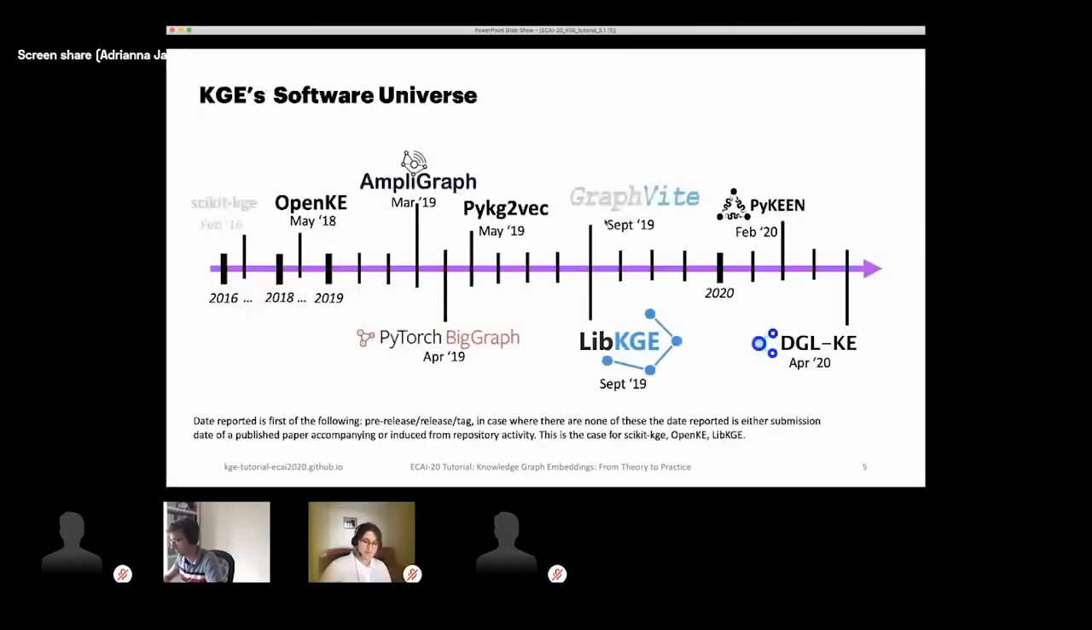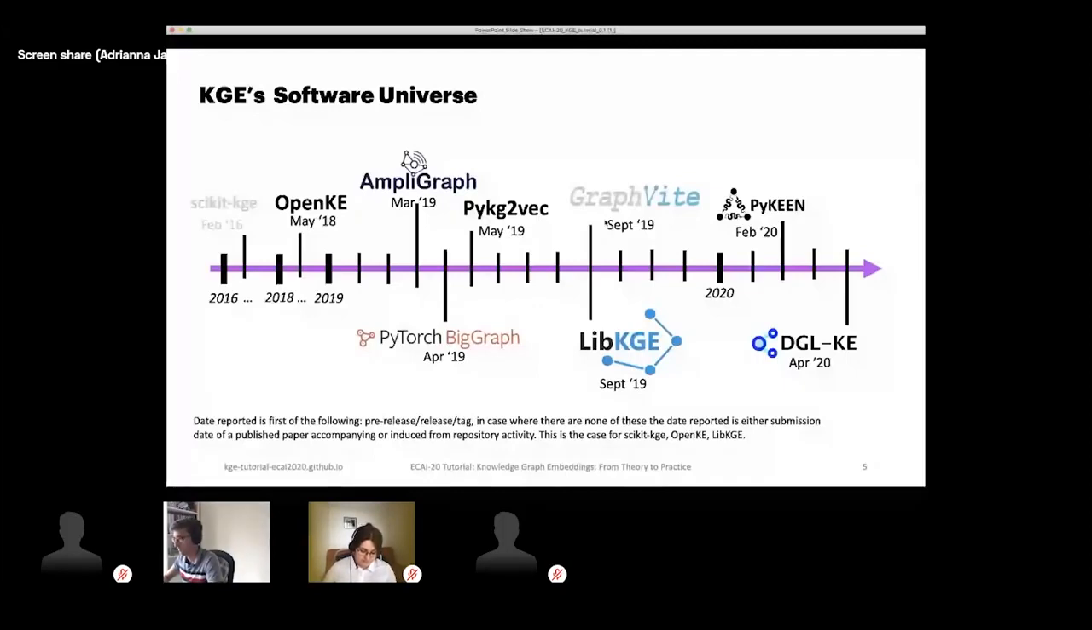The last few years brought a lot of KGE libraries, starting from 2016 with Scikit-KGE, published with the HolE paper, but currently this library is disconnected.